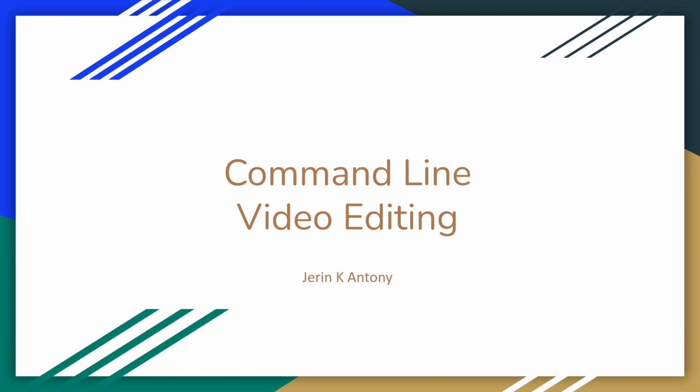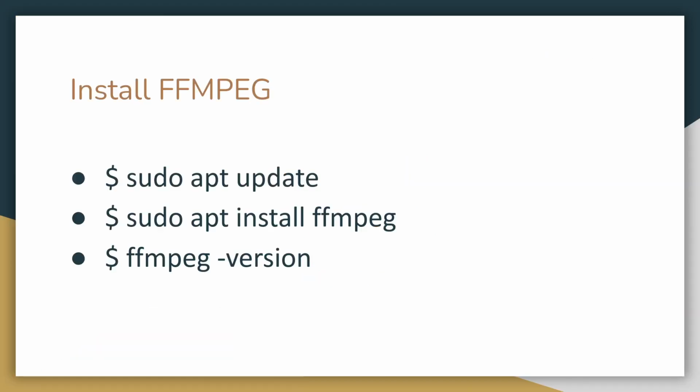Hello there. Let's learn about how to use command line for video editing. For that, we will be using FFMPEG. You can install FFMPEG using this command: sudo apt update and then sudo apt install ffmpeg. You can check the version.